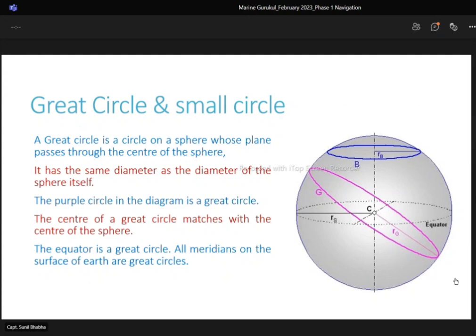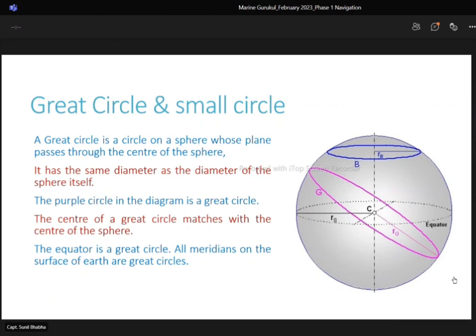Also, like the equator, all the meridians running from the North Pole to the South Pole are great circles, or you can say parts of great circles. Now, a meridian and its anti-meridian or inferior meridian combined together form a complete great circle. For example, if you consider the Greenwich meridian and the 180 degree meridian, if you join them together, it forms a complete great circle on the surface of the Earth.